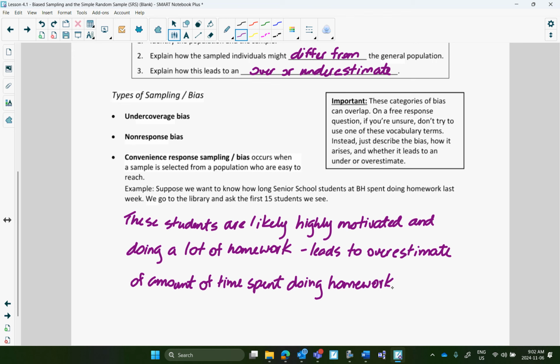Undercover, well, that's a good point, because sometimes they can overlap. Because you're right, you are missing a group of people. But really, you could say the sampling itself is going to be convenience, the type of sampling. But the bias, you could say convenience bias, or you could actually say undercoverage. That would be good too. So that's another technique.